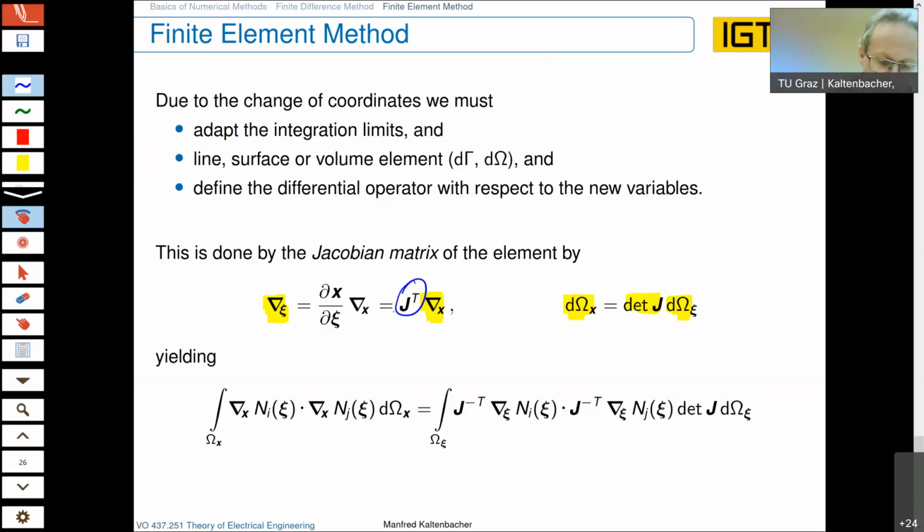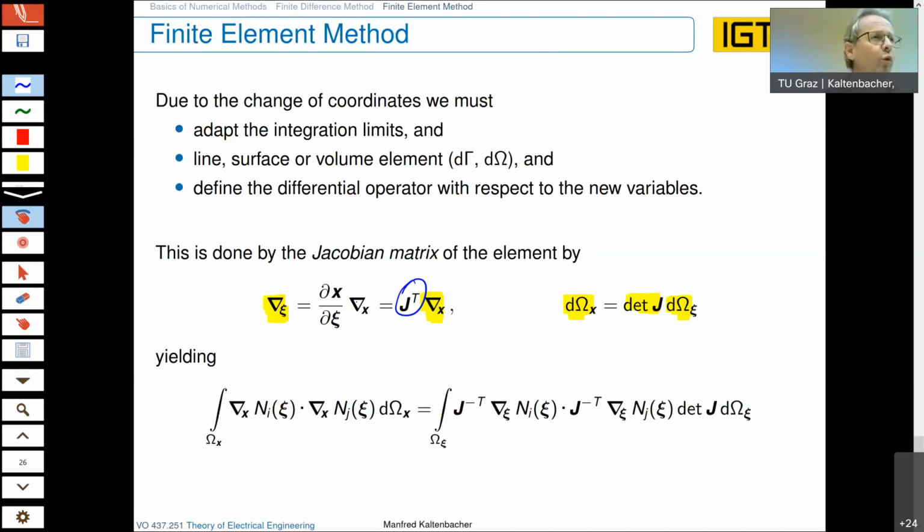Yeah? You do a derivative with respect to xi, but xi depends on x. Yeah? Xi now as a vector meaning xi, eta, theta. Yeah? The local coordinates depend on the global, and also the global depend on the local. So what you do is a product rule. You do the derivative of the global with respect to the local, and then you have this one.